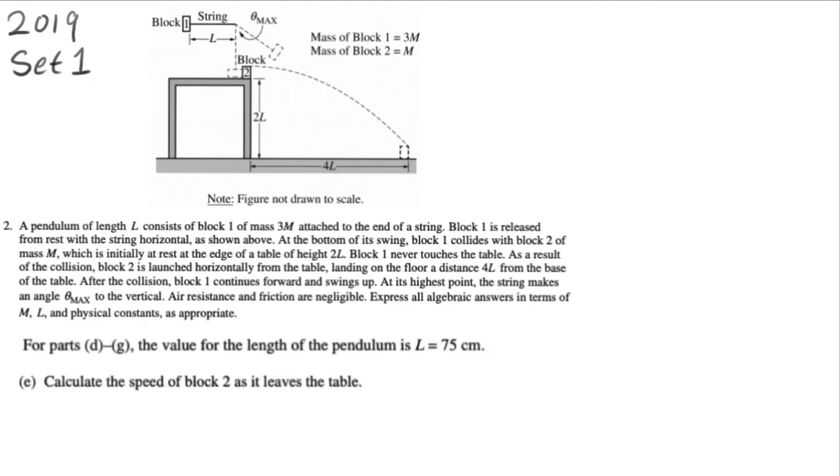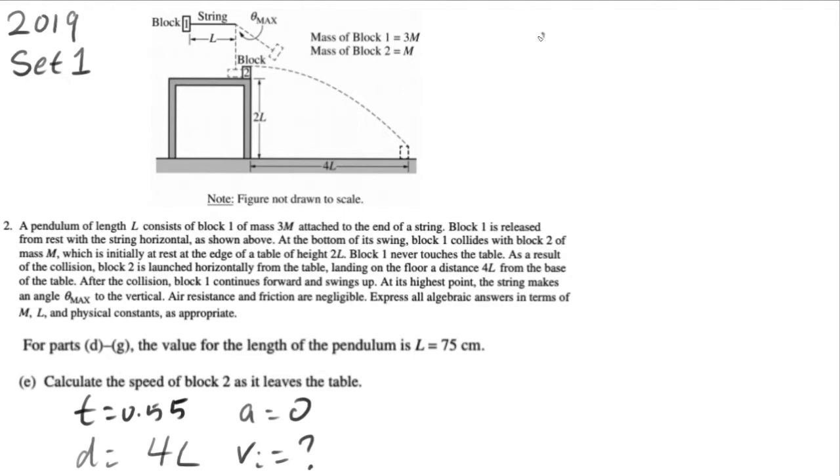So part E asks to calculate the speed of block 2 as it leaves the table. In the very previous part, we were asked to use kinematics, so I'd like to use kinematics again. We know that block 2 leaves with a pure horizontal speed. So we can use t equals 0.55 seconds, and we know that the horizontal displacement the block travels is 4L. So we can write displacement equals 4L. And there's no horizontal acceleration since air resistance is negligible, so we can write a equals 0, and we're trying to find the initial velocity of the block.